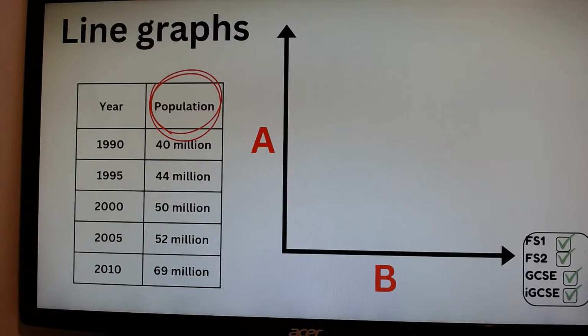Where would you put it? In all honesty, you could technically choose either, but it's not going to look like a traditional line graph if you put it on B. If you put it on A, it's going to look like the traditional line graphs like I showed you before.